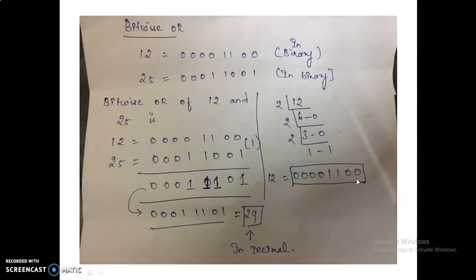8 bits equal to 1 byte. So in the remaining part I placed 0 in the most significant bits. These 4 zeros are called the most significant bits. These 4 bits are called the least significant bits.